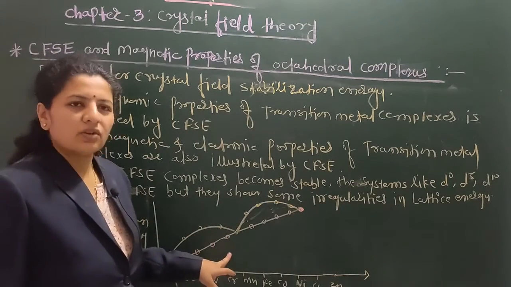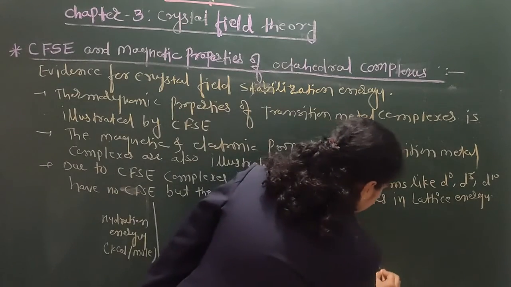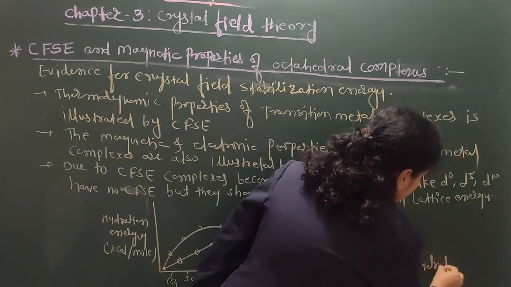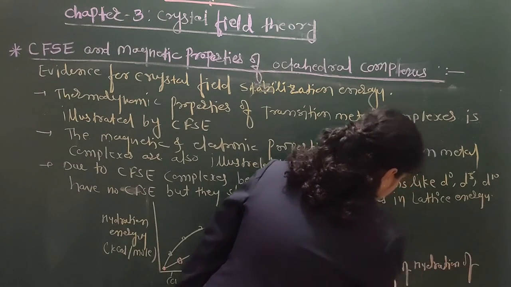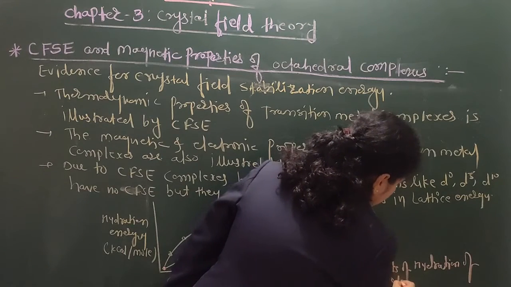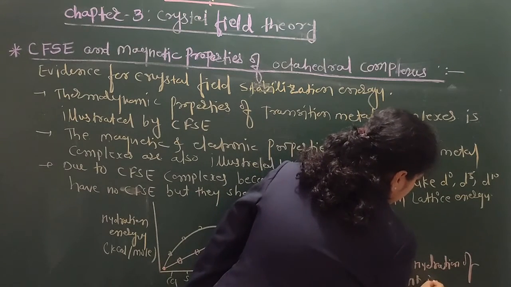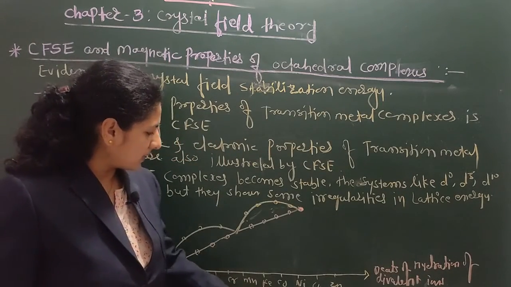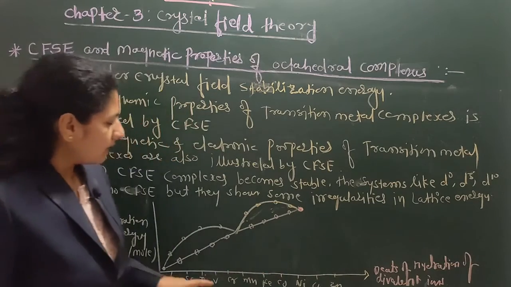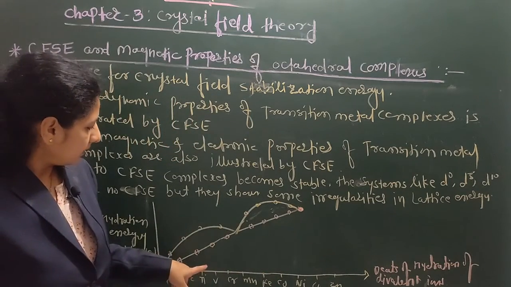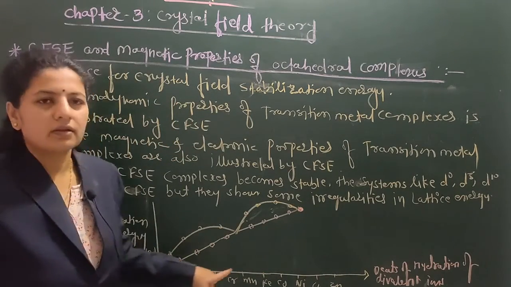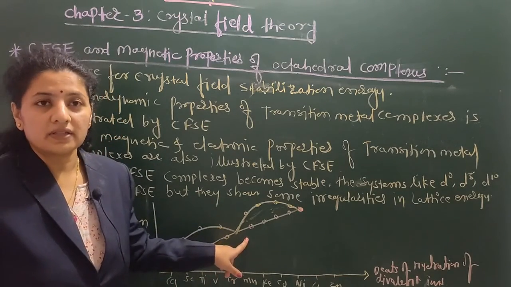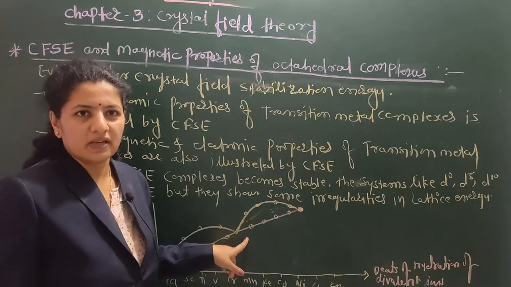So this is the heats of hydration of some divalent ions: calcium plus 2, strontium, titanium plus 2, vanadium, chromium, manganese, ferrous, cobalt, nickel, copper and zinc. From that lattice energy curve, the divalent ions can show the evidence towards the CFSE, that is the crystal field stabilization.